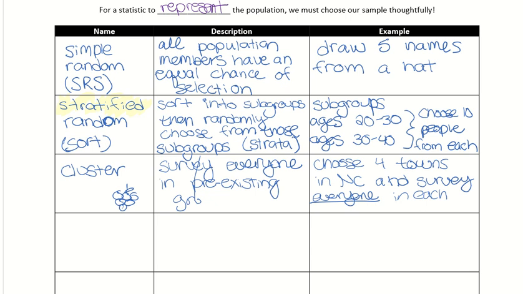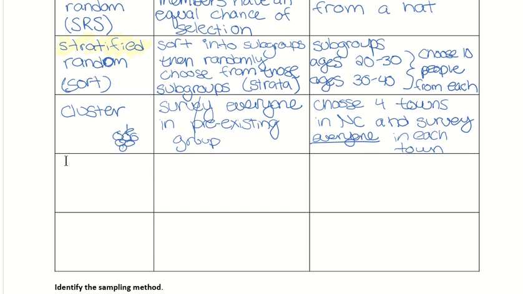So the difference between stratified and cluster: in stratified, you do the sorting yourself. In cluster, the groups exist already. So like a cluster of grapes, those groups already exist, and you just come in and you talk to everyone in the pre-existing group. So strata, you make your own groups. Cluster, the groups exist already. Okay, 2 more to go.